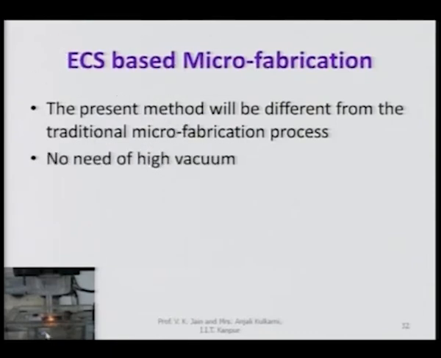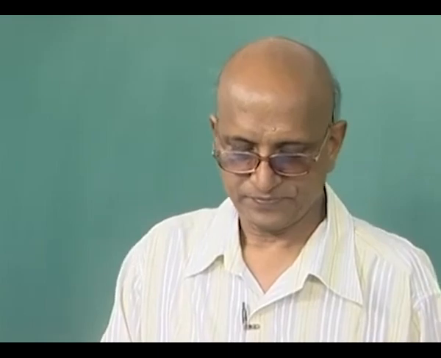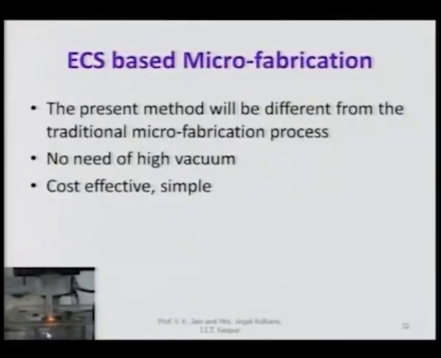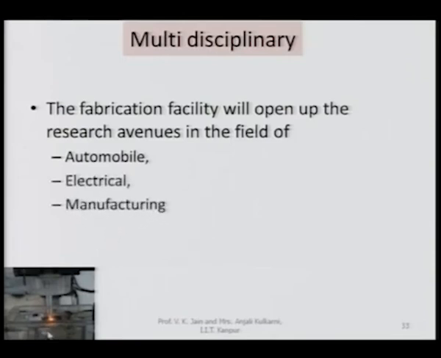There is no need of high vacuum that you normally use, whether it is the ion beam machining or deposition or electron beam machining or deposition or other processes. It is cost effective, simple, definitely it is multidisciplinary. The fabrication facility will open up the research avenues in the field of automobile, electrical, manufacturing and similar other areas.